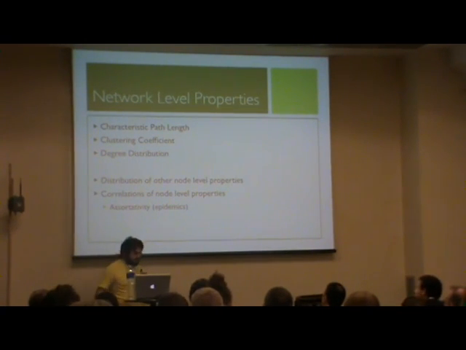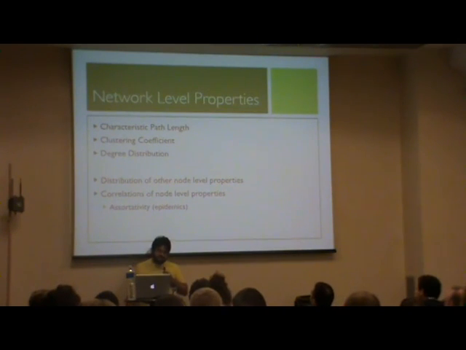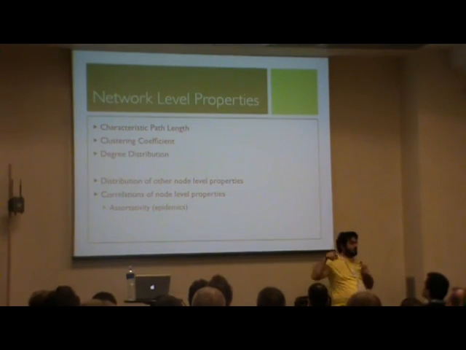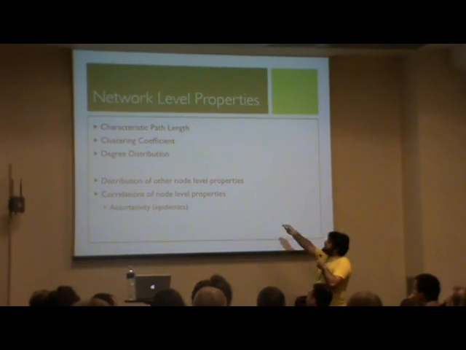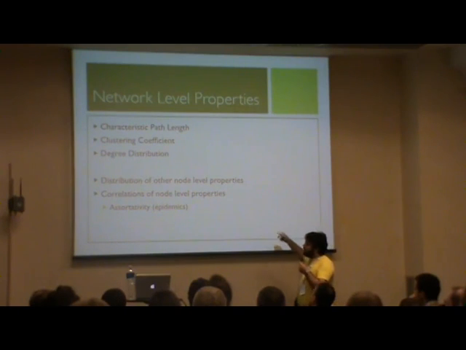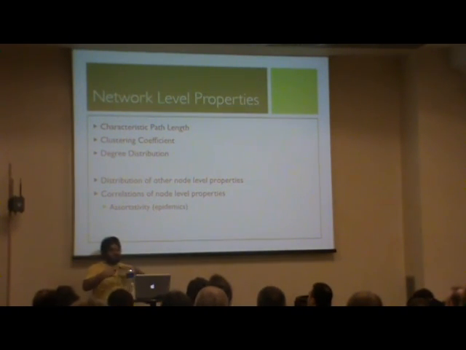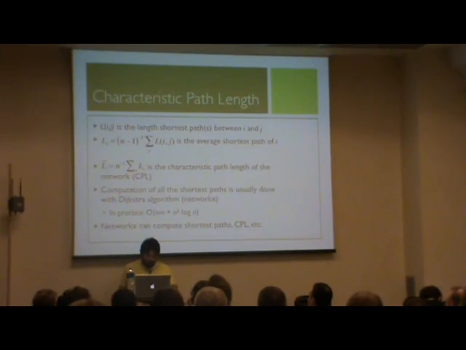These are the network level properties we'll see in more detail: characteristic path length, clustering coefficient, degree distribution, okay? And of course, every network level property, for example, PageRank for a node, can be studied as a distribution or in the correlation of the distribution. So that becomes a network level property.